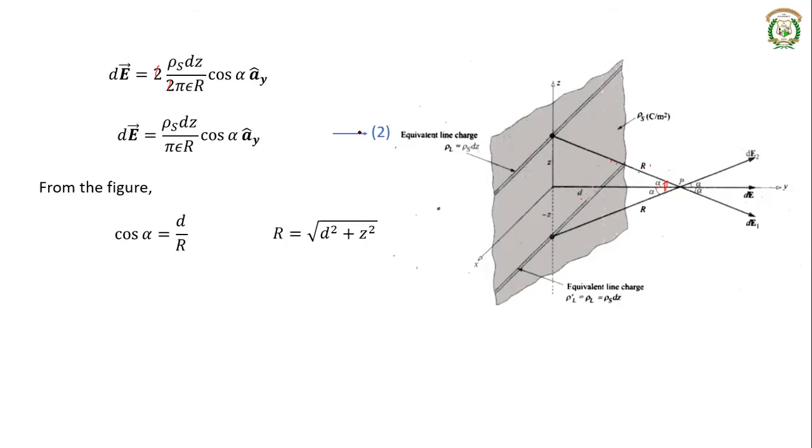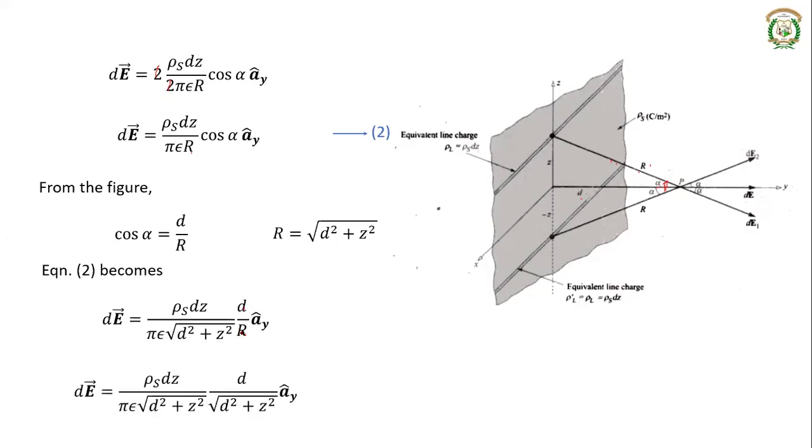So using this in equation number 2, we can write it like this: rho s into dz divided by pi epsilon. In place of r, I have square root of d square plus z square, and cos alpha is d divided by r. So again, r is square root of d square plus z square. If I put that, it is rho s into dz upon pi epsilon square root of d square plus z square, d divided by, in place of r I have written this, square root of d square plus z square.